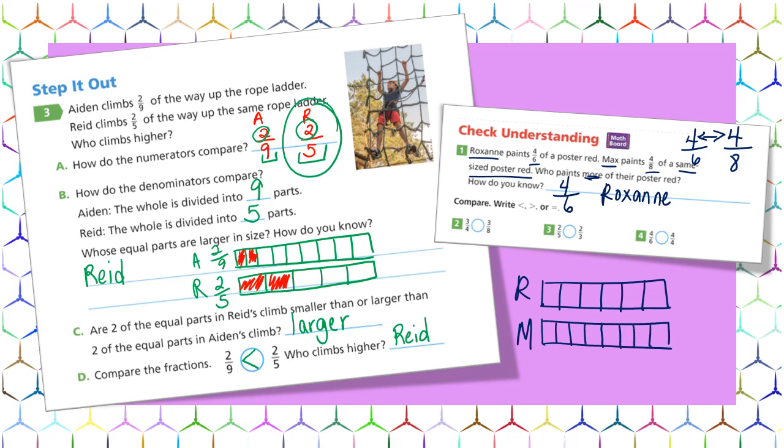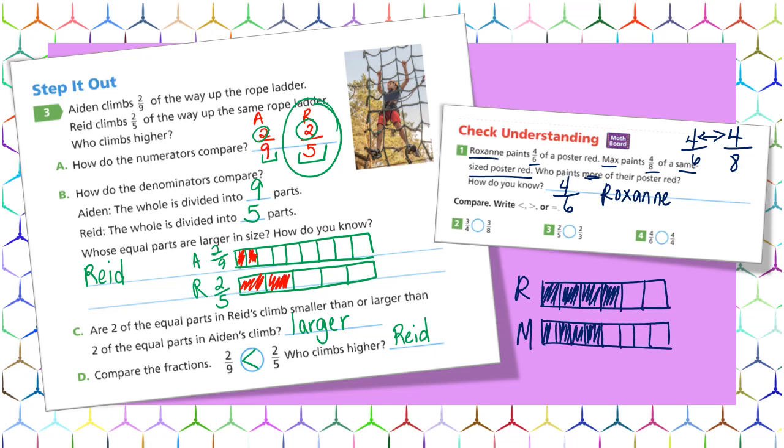Okay, and I know that they each painted 4 of those parts. 1, 2, 3, 4 parts out of 6, and 1, 2, 3, 4 parts out of 8. So my answer is correct. Roxanne did paint more.